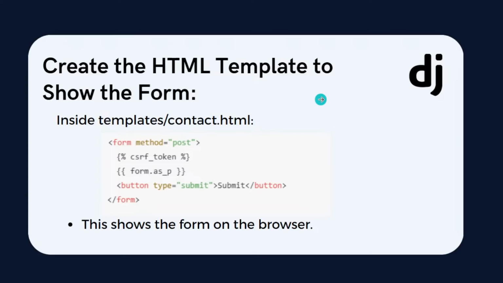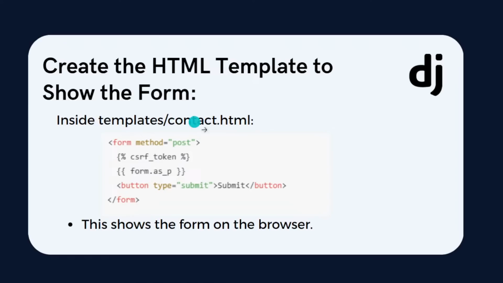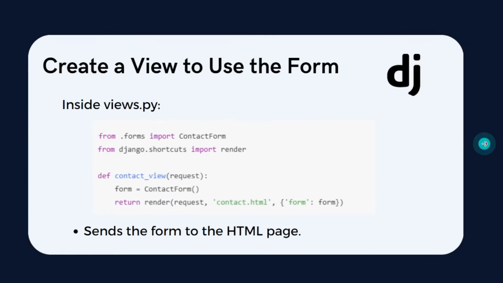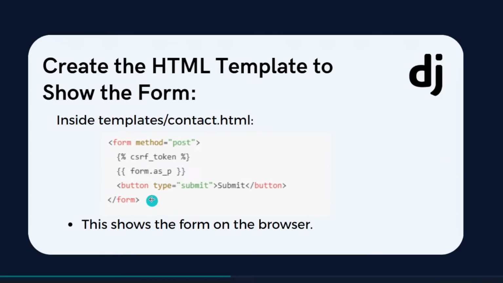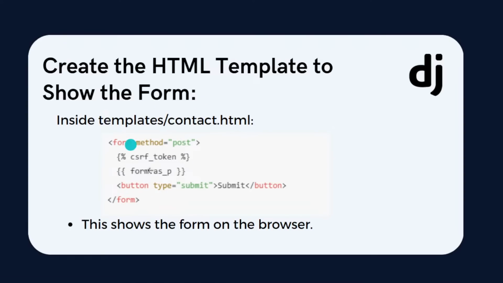Creating a template to show the forms. We are using this CSRF token for security purposes, and the form.as_p is showing the already written forms in the front end. When you create a template folder, inside the template folder we need to mention contact.html, and after that, when you mention this code, it will show the forms in our browser. Whenever loading this contact.html, it will show the forms in our front end.